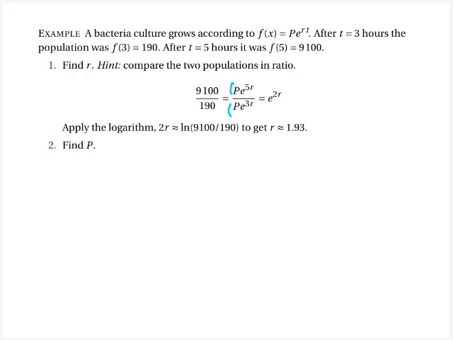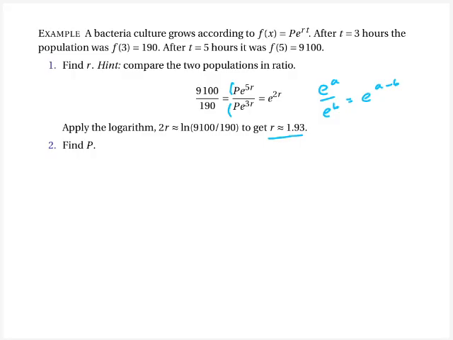Cancel the P's, so kind of a theme there. e to the 5r over e to the 3r, you subtract the exponents, right? e to the A over e to the B is going to be e to the A minus B. So I get 9100 over 190, whatever your calculator says that is, equal to e to the 2r. Take the logarithm of both sides, and you end up with r equals 1.93, approximately.